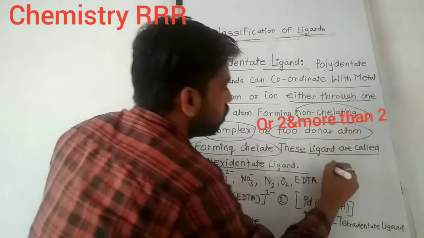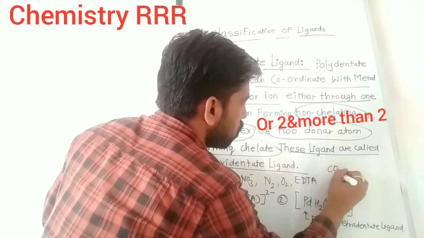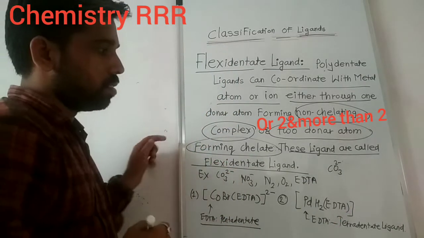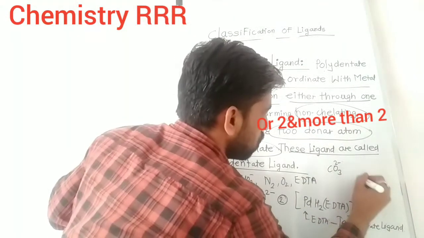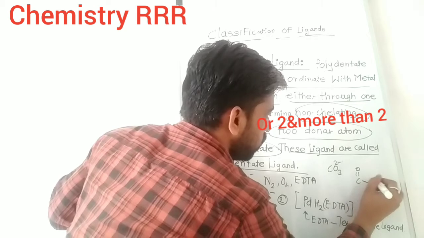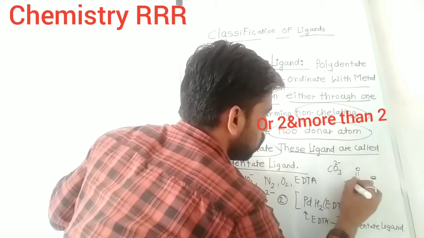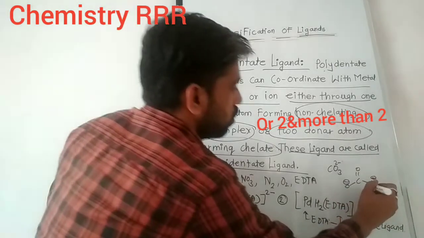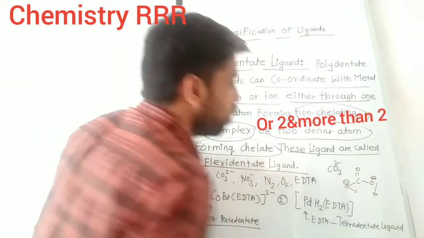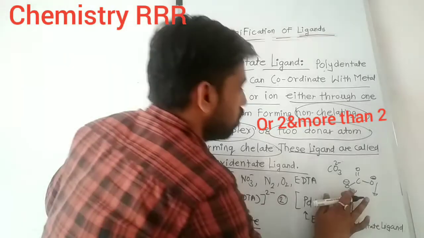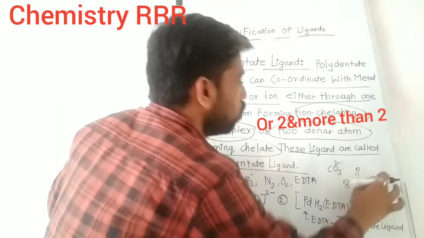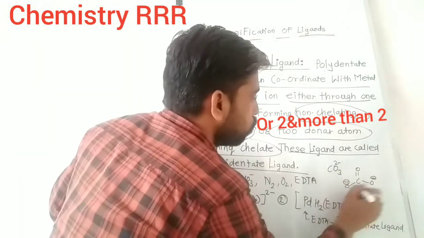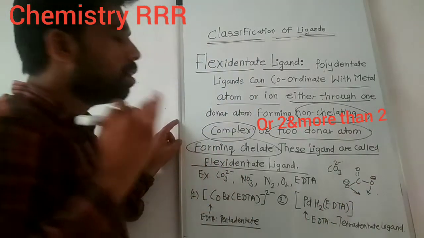Now for example, CO3 2-, that is the carbonate ligand. The structure of this ligand has two donor sides, but generally it attacks from one side, and in some examples it attacks through the two sides. So it is a flexidentate ligand.